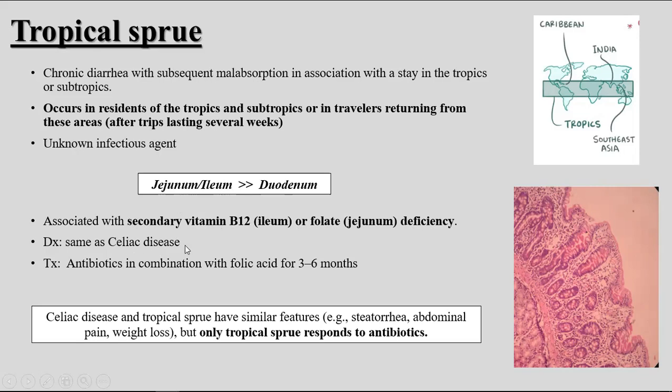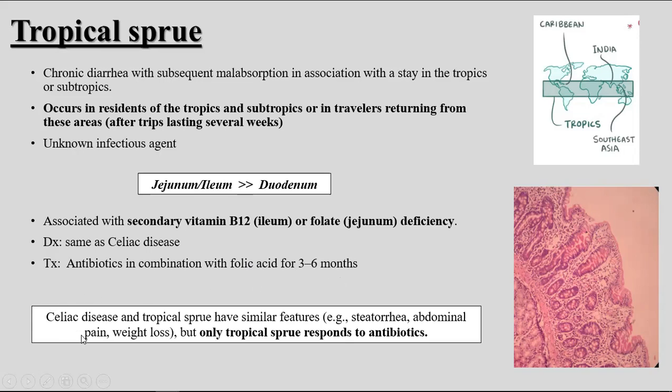Diagnosis is the same as with celiac disease, and then treatment in this case, because we think it's an infectious agent, it actually responds to antibiotics. But you have to remember that you have to give it for a very long time because it's a very severe disease. And you also have to give them vitamin B12 and folic acid supplements. And like I said, it's a long-term treatment, so you have to do it for 3 to 6 months.